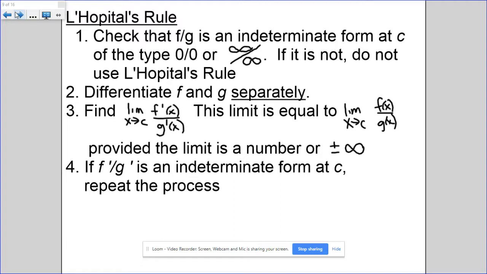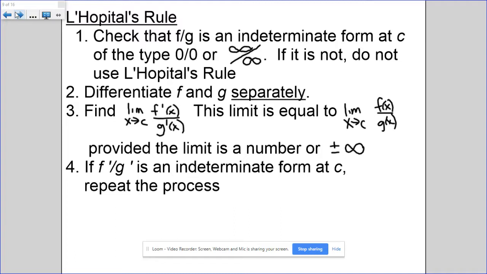Okay, those of you who like rules, here they are. I'll read through them, but again, feel free to hit pause if you need to. Our first step is to check to see that f over g is an indeterminate form at c of the type 0 over 0 or plus or minus infinity over plus or minus infinity. If it's not indeterminate, don't use L'Hopital's rule. L'Hopital's rule only works if we have an indeterminate form at the value we're approaching.